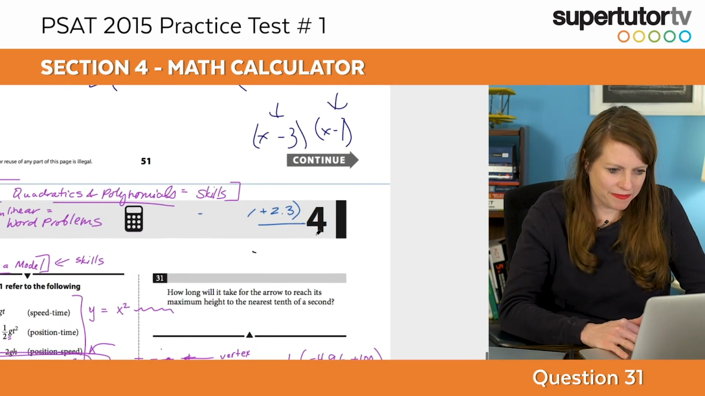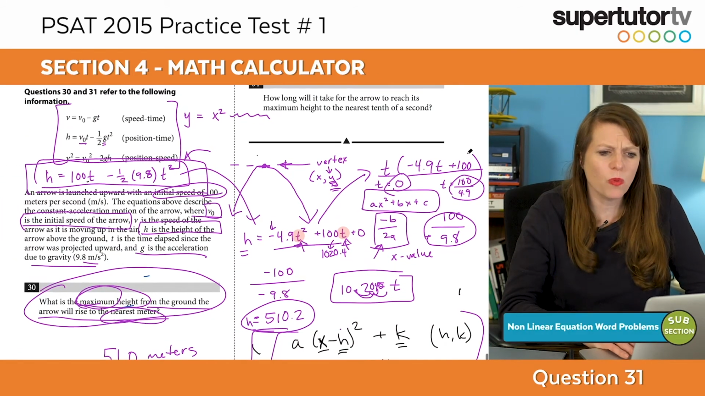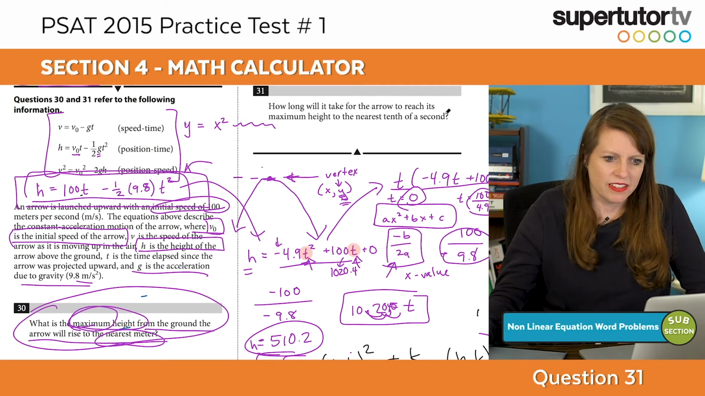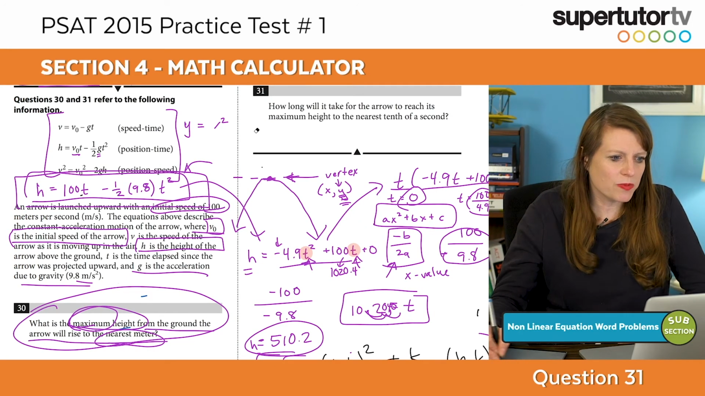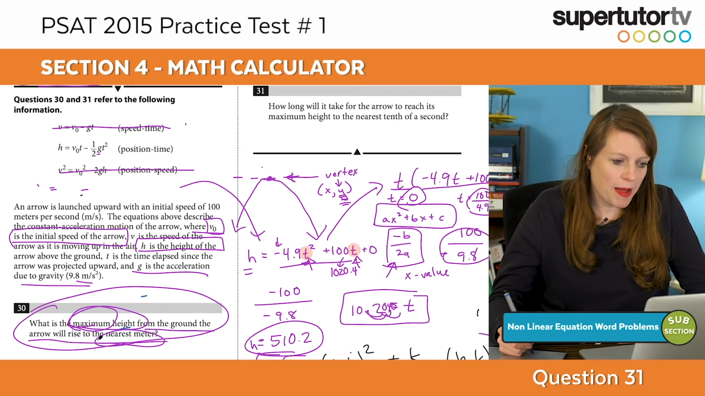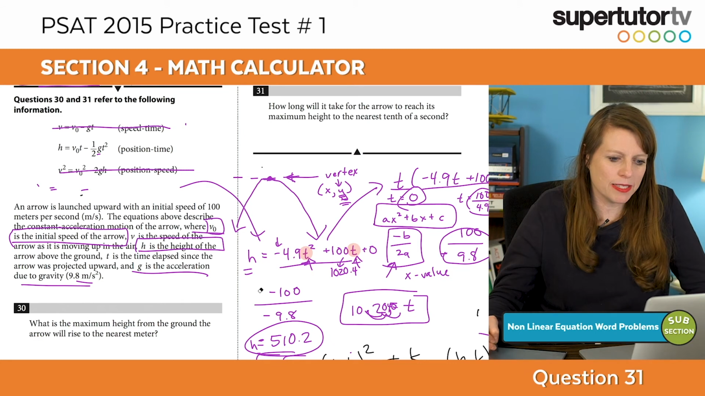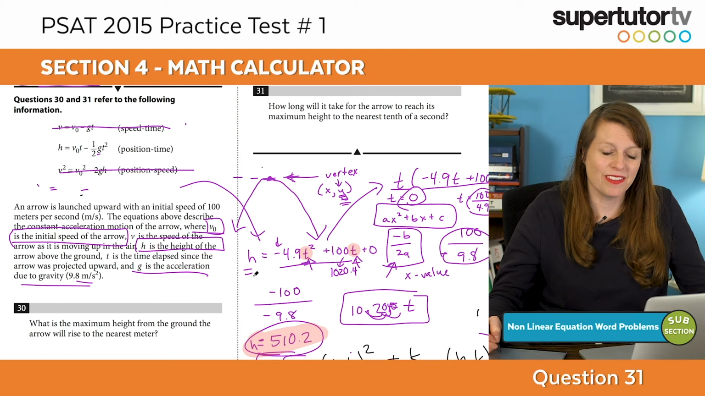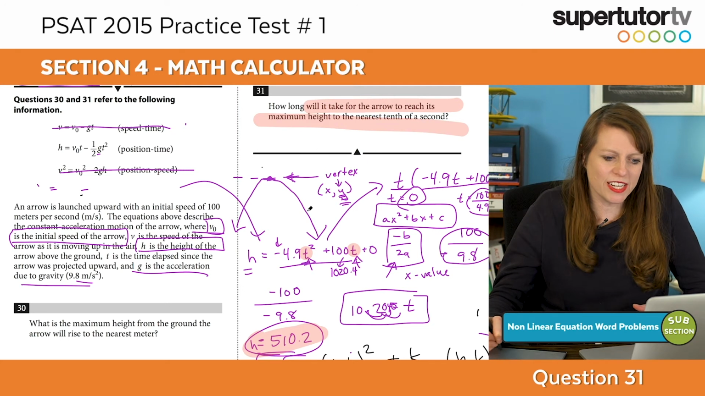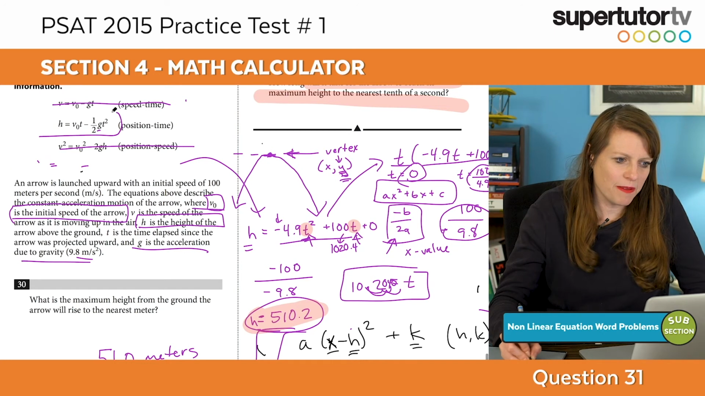Thumbs up. Number 31. How long will it take for the arrow to reach its maximum height to the nearest tenth of a second? So this is interesting because we have 3 equations here, and you guys absolutely do not at all need this one or this one, because from question 30, I discovered that the maximum height was 510.2. If you screwed up question 30, that might be why you got question 31 wrong. To figure out how long it will take the arrow to reach this, all that is, is the x value of the vertex here, right? Because what is this?